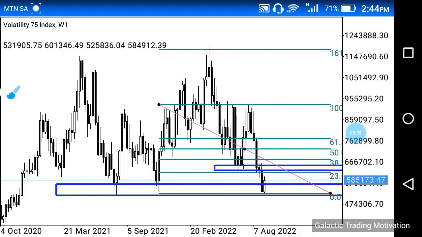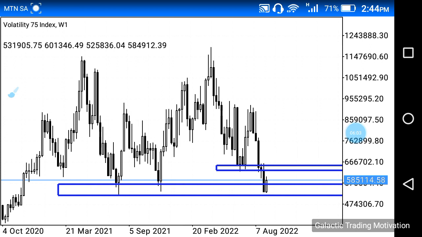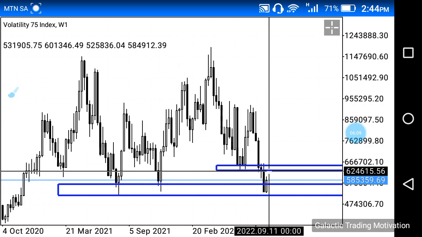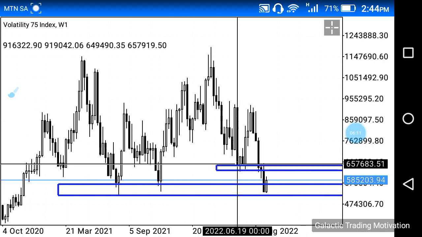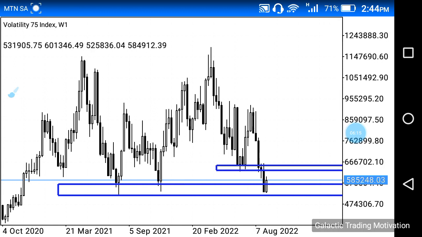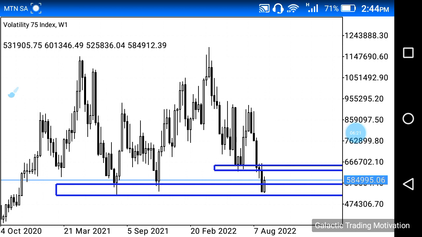Anyway, let's proceed. I'm just gonna delete this tool. There we go. But we need to keep in our minds that the neckline of that M structure, which is over here, aligns with the 23.6% Fibonacci retracement level. Anyway, let's proceed. So is there anything else that we see on this chart that we should be paying attention to? I don't see much really at this point in time.